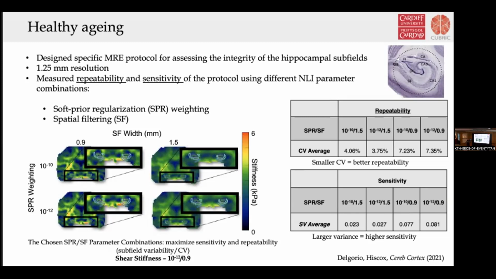So we made adjustments to the SPR alpha weighting, the soft prior regularization weighting, into a setting that promotes mechanical homogeneity within a predefined anatomical region, so within the hippocampal subfield mask. And we made changes to the spatial filtering width, which controls how much smoothing is applied. But as is the case with NLI, you need some kind of regularization because of data model mismatch, which I'll discuss a bit later. But we balanced the combinations to decide on the optimal protocol with the greatest repeatability and sensitivity.